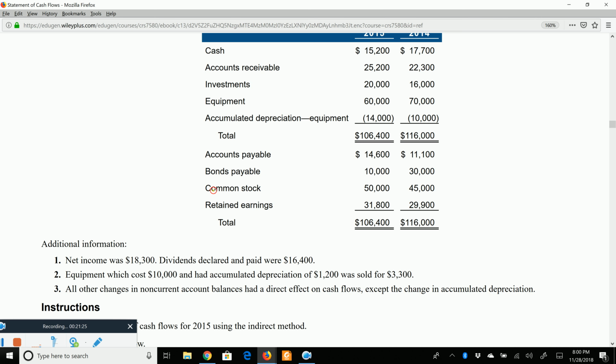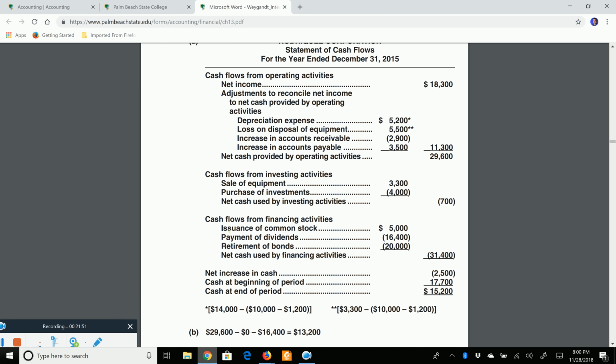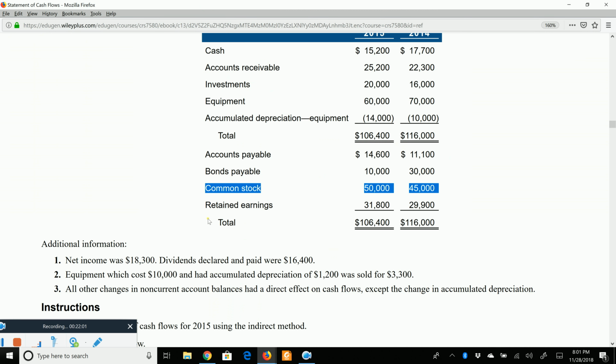Now let's take a look at common stock. It started the year at 45,000, but it ended the year at 50,000. An increase of $5,000. Well, how does a common stock account increase? Typically, it increases because new owners invested in the company. That is a cash inflow. Here it is. Issuance of common stock. Positive $5,000. And last but not least, retained earnings.